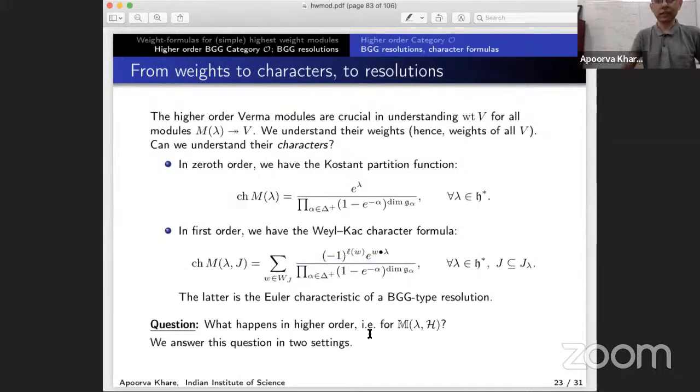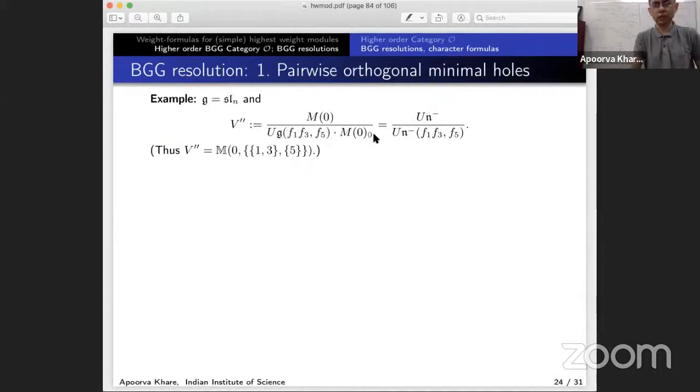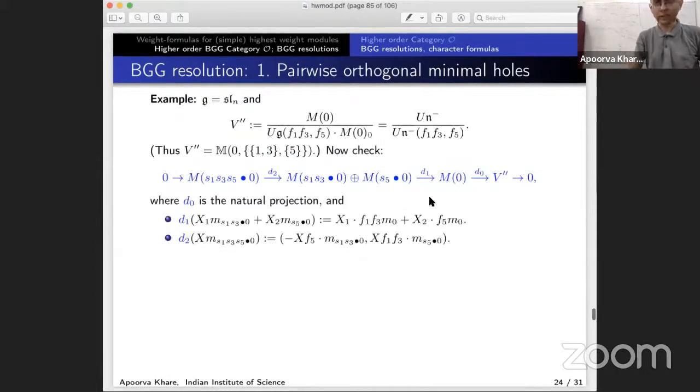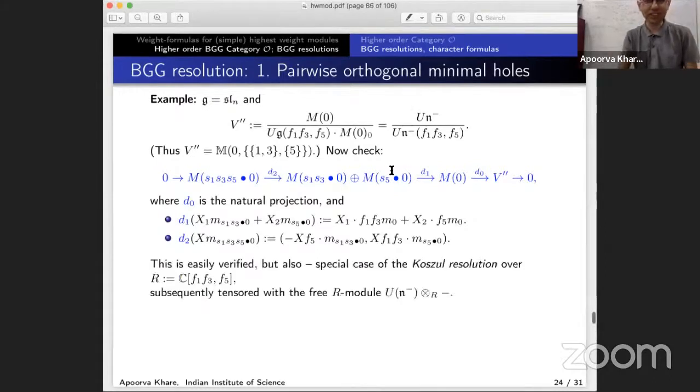Right? So the first thing that I said, first you can, for example, look at this module. You have two different holes over SL_n, and the holes are orthogonal. F1, F3, so 1, 3, and 5. And together, all of these are also orthogonal. So then you write down this exact thing that I wrote down on the board. D0 is the natural projection, the usual surjection. D1 is the embedding, using these differentials, how these Verma modules embed inside here, and then how this Verma module embeds inside each of these. These are very easy embeddings, so it was easy to write down the differentials.